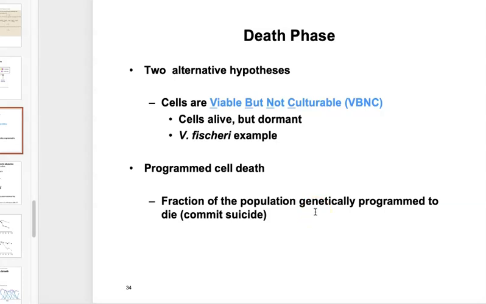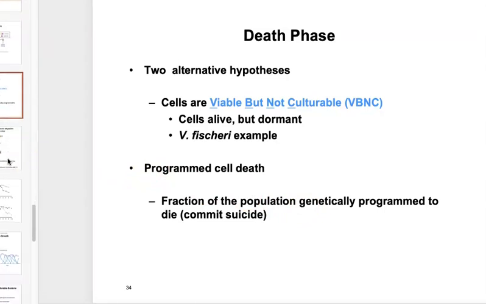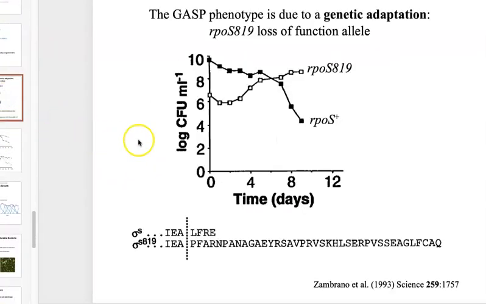If 90% of your siblings crack open and their guts leak out, then the remaining 10% can live off those guts for a while and hopefully keep the population going when conditions get better. And so this GASP phenotype concept is a really neat physiological phenomenon. It's basically a loss of function allele. So RpoS is an important sigma factor that's essential for upregulating and controlling genes in stationary phase.